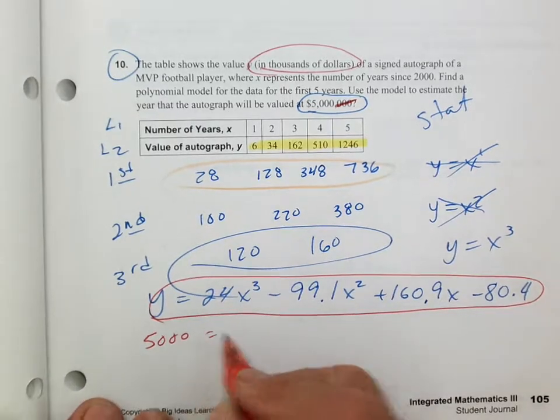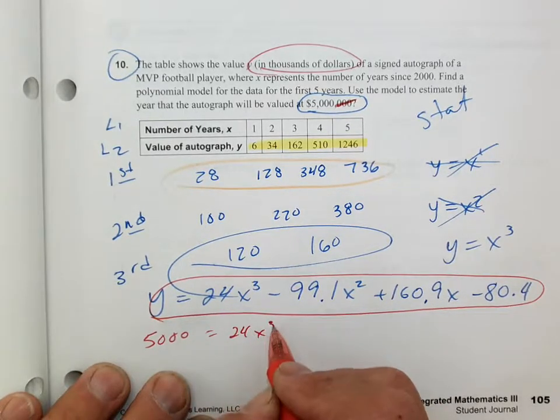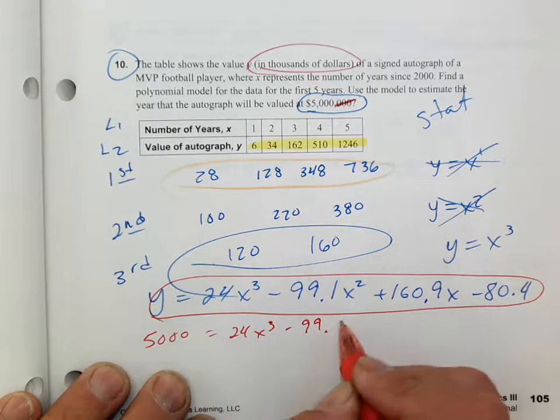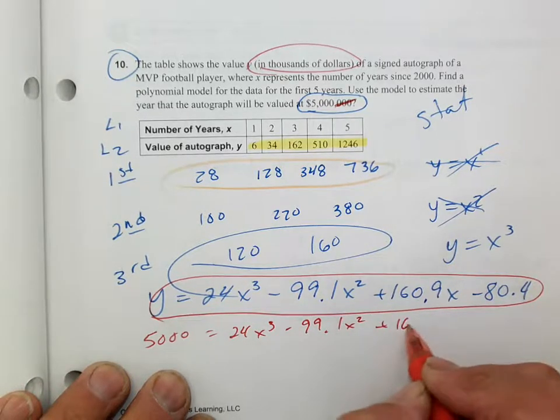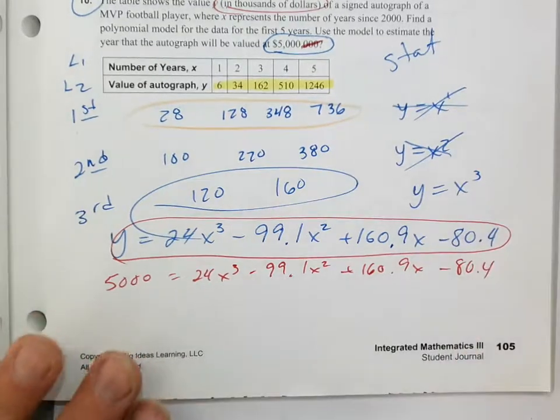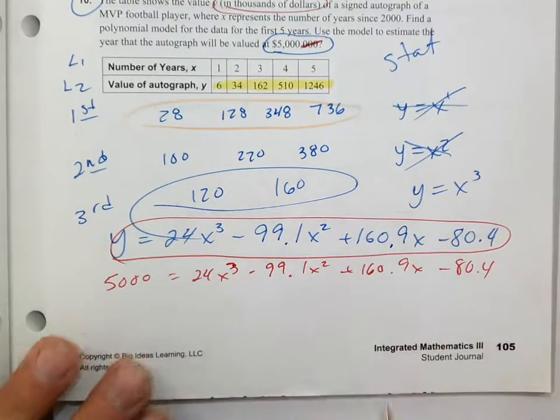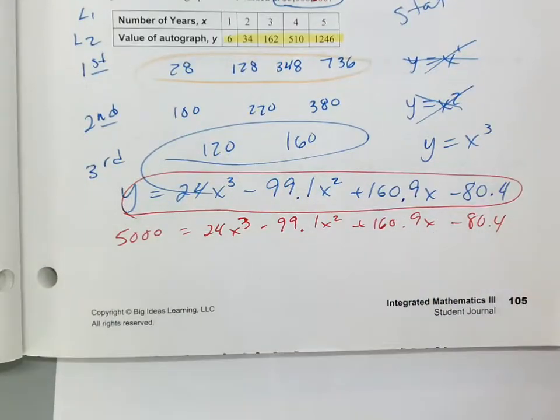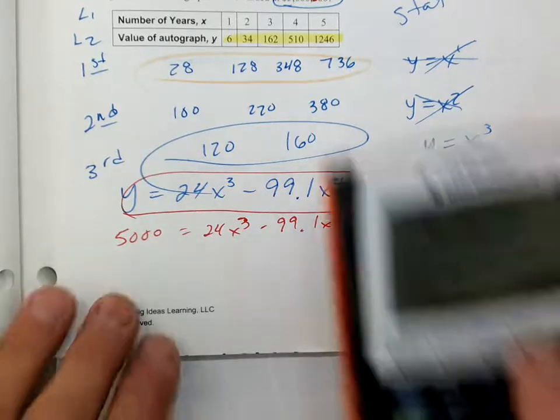Is equal to 24x cubed minus 99.1x squared plus 160.9x minus 80.4. How do you solve for x when it's like that? Well, you graph it. So, I'm going to go to my graph. Okay, I'm going to go to my y equals.